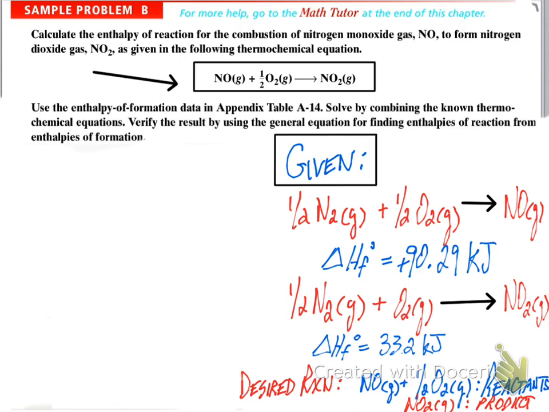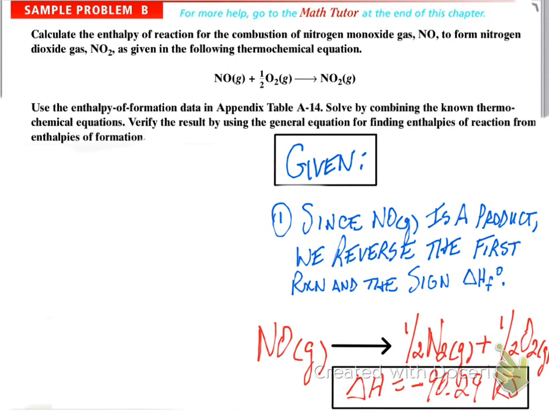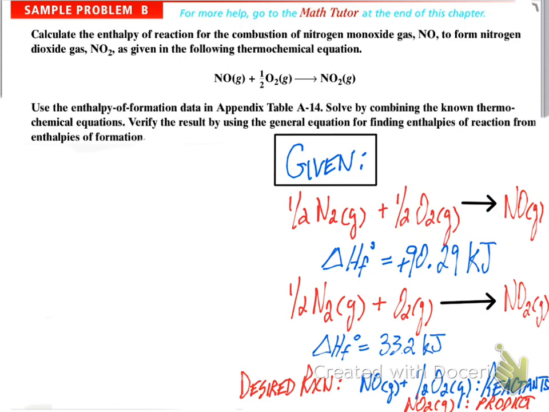If I start with nitrogen monoxide, that's a different thing. Just notice, the desired reaction involves as reactants nitrogen monoxide and a half mole of oxygen gas, and the desired product is nitrogen dioxide. Since nitrogen monoxide is a reactant in our equation here, we reverse the first reaction and the sign for the heat of formation.